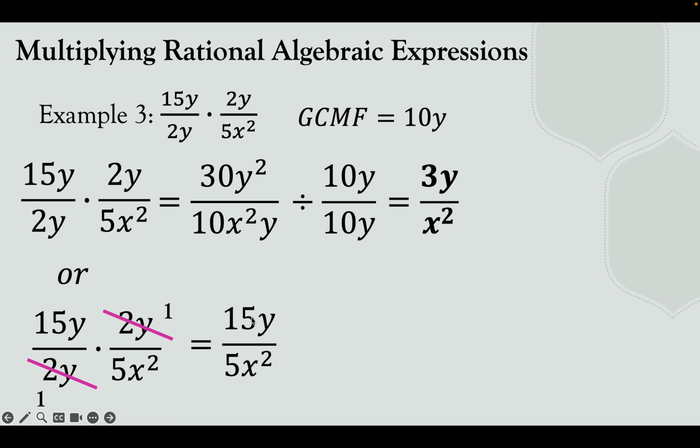And then 15 divided by 5, we have 3. And then 3y. 15y divided by 5x squared, we have 3y over x squared. So, you will come up with the same answer. Again, it's up to you, your convenient way in how to simplify or to multiply rational algebraic expressions and then simplify it to its lowest term.